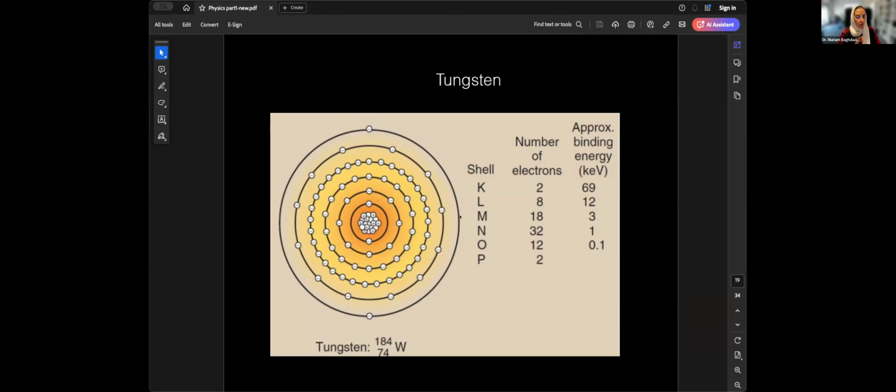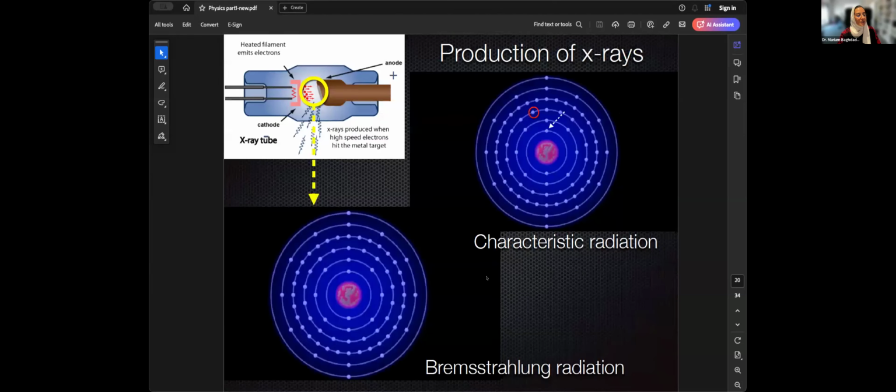So the whole purpose of the electron beam is that I can create an electron beam that can knock out other electrons, and the difference between them produces a photon. So let's see how that's done visually, because when I just talk it doesn't make a lot of sense. So let's look at X-ray production.